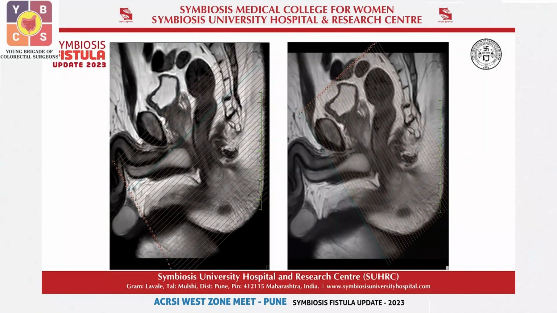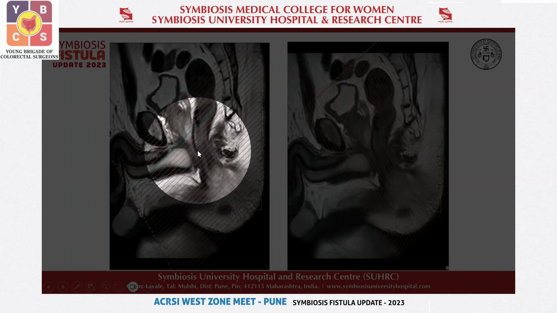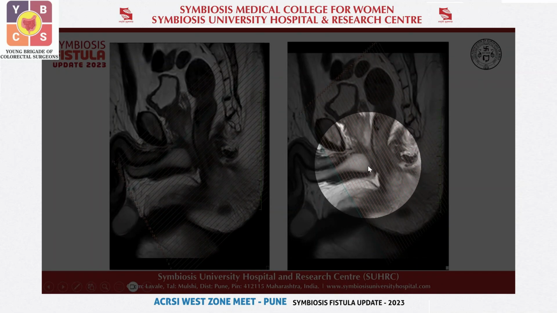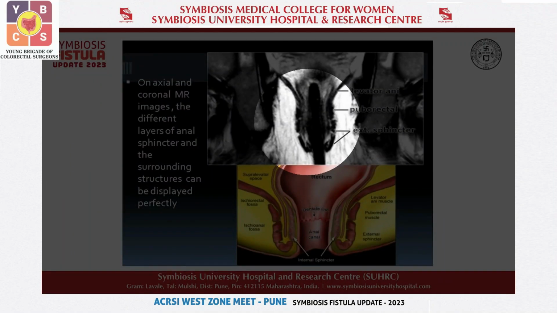This is why I was talking about how to take the planes. This is the axial sequence, which is perpendicular to the plane of the anal canal, and this is the coronal, which is parallel to the plane of the anal canal. Now just identify this.